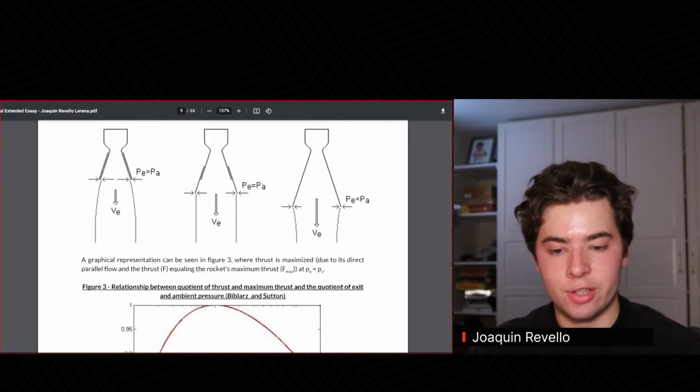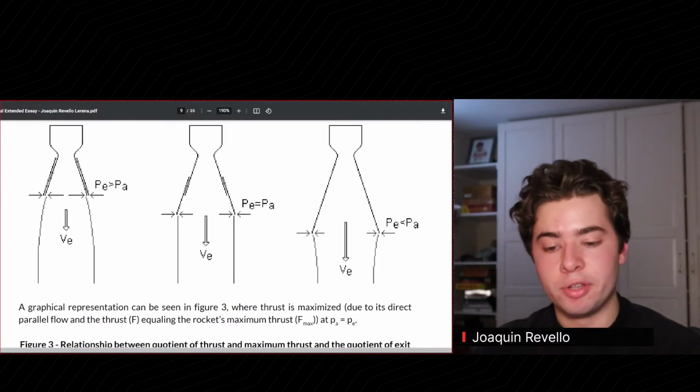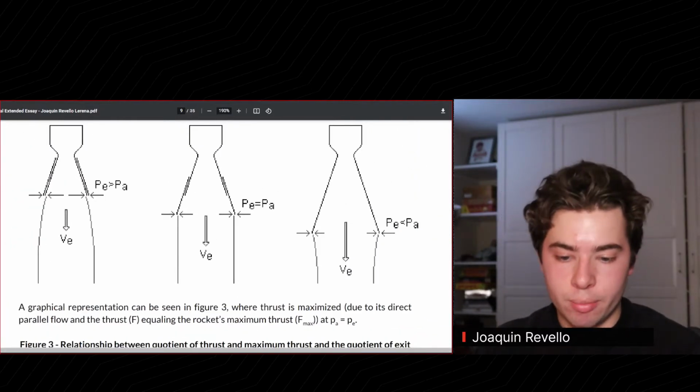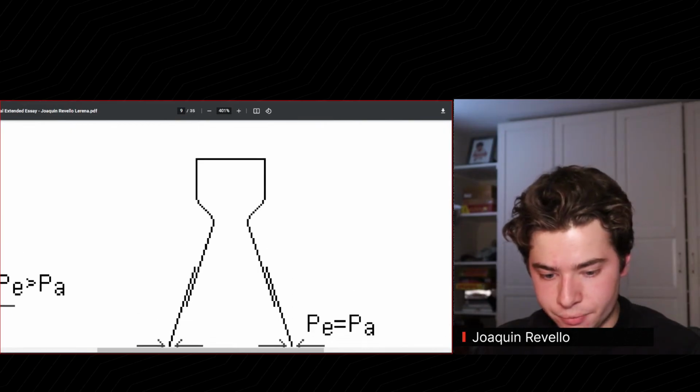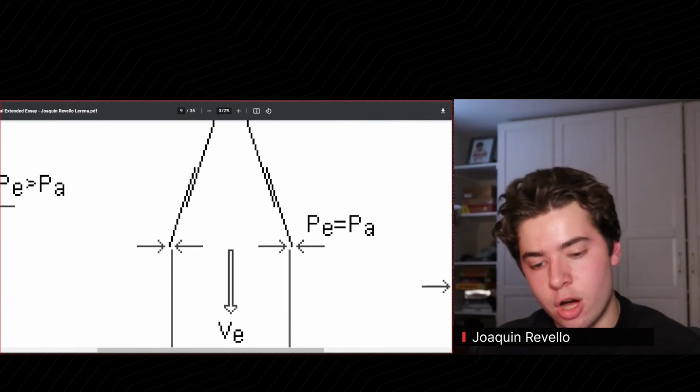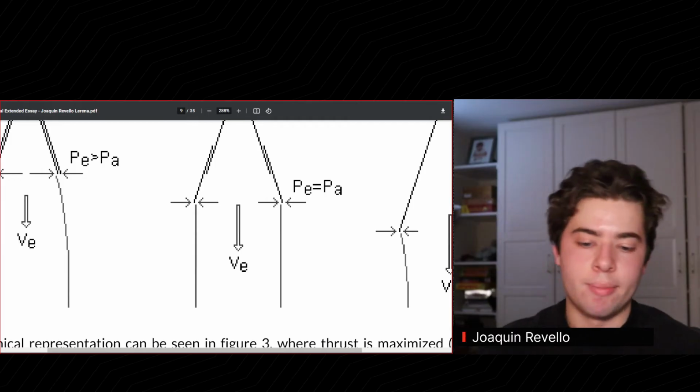If you want to know why this is the case, it's relatively straightforward. If the exit pressure, meaning the pressure right at the end of the nozzle, which is right here at the bottom of my screen, should be the exact same pressure as the atmosphere.